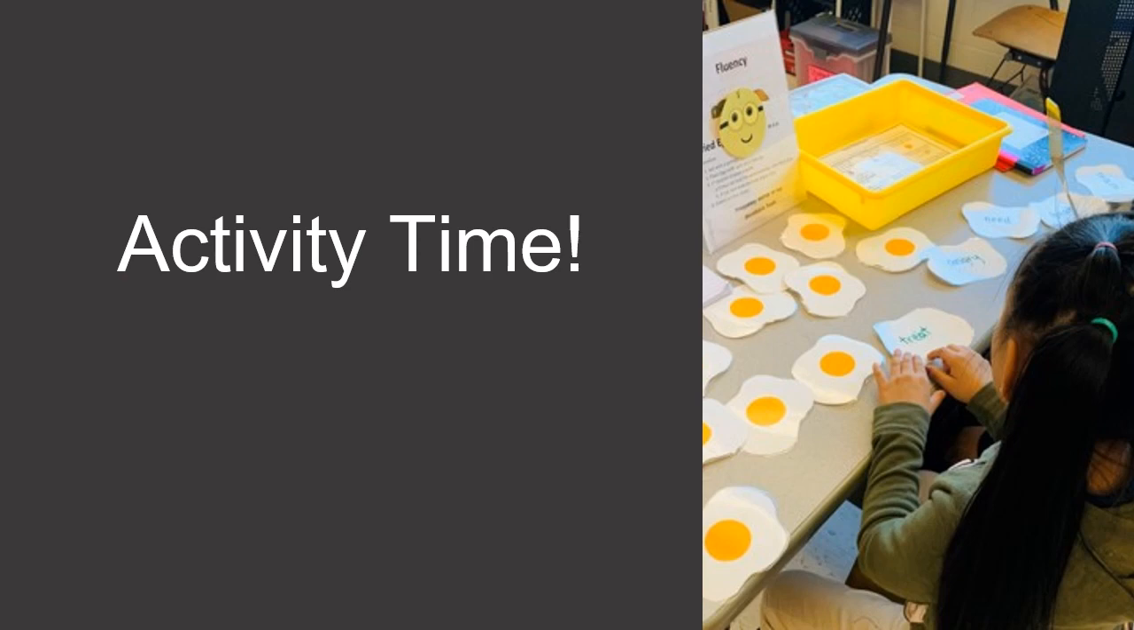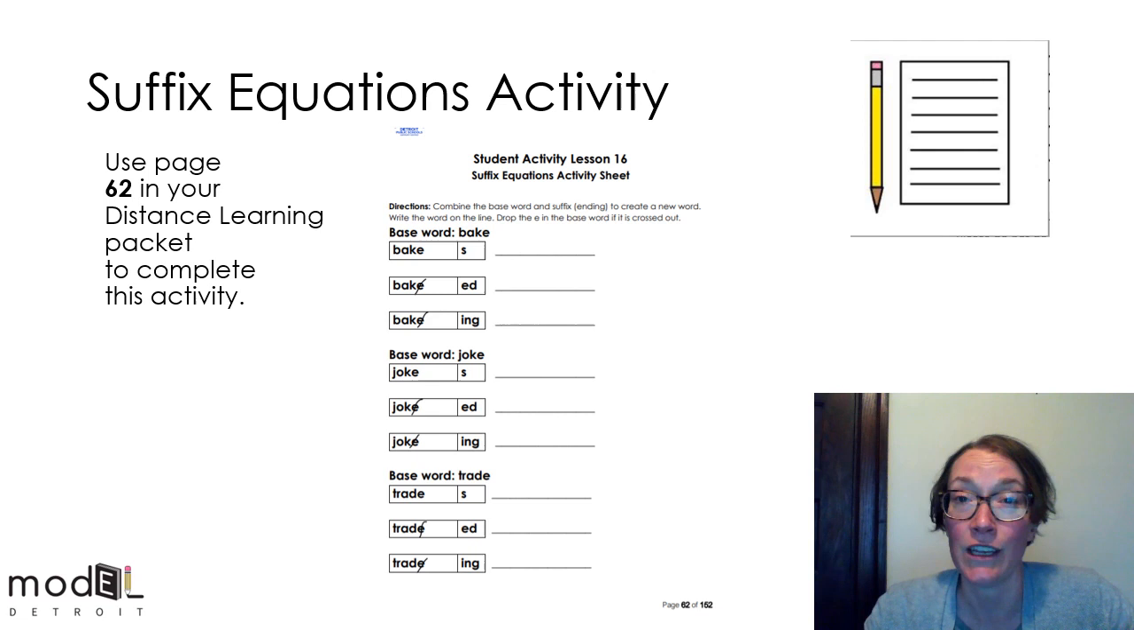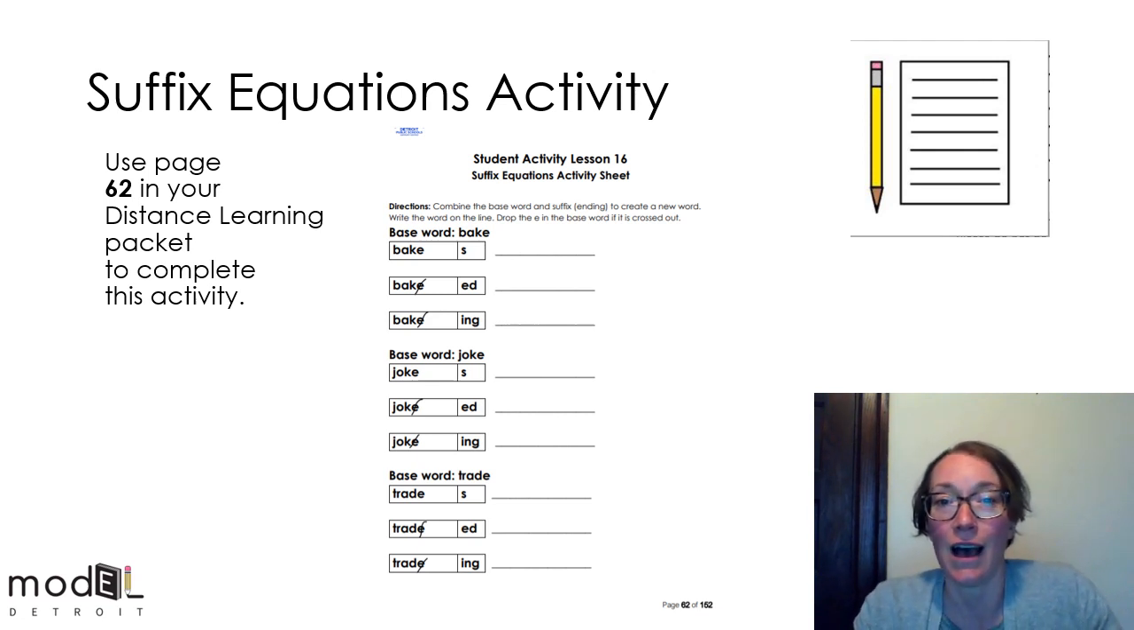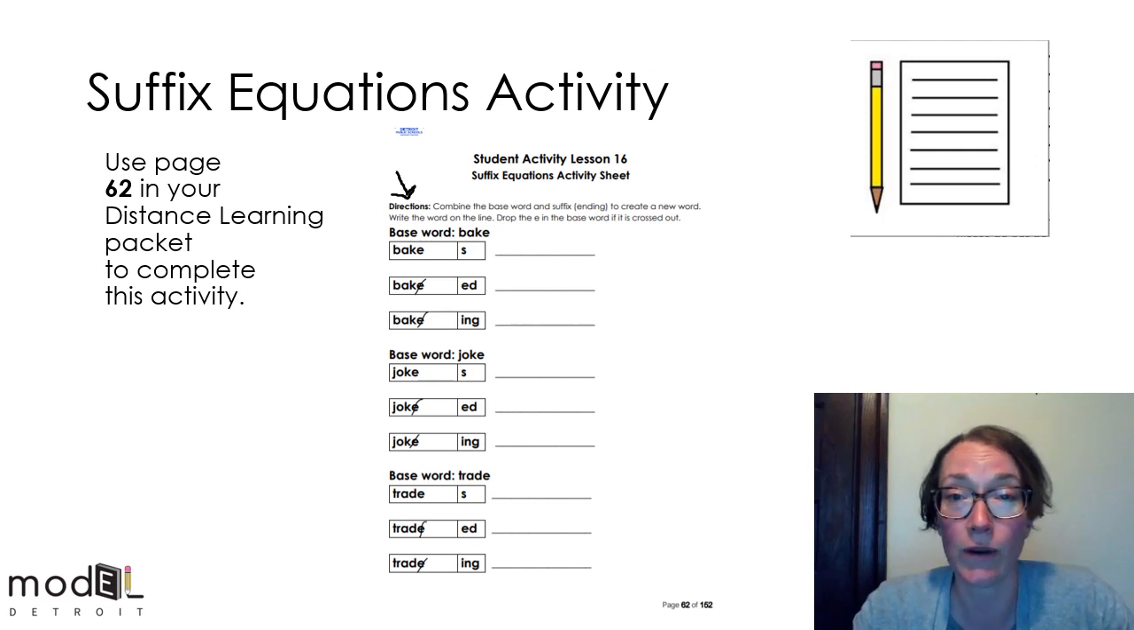Now it's time for you to get started with the activity in your packet. For your activity today, you'll need to turn to page 62 in your distance learning packet. You can pause the video if you need a minute to get to that page and get a pencil. You can see that our activity today is called suffix equations, and you can see the directions are at the top of the page. The directions say combine the base word and suffix ending to create a new word. Write the word on the line. Drop the E in the base word if it is crossed out.